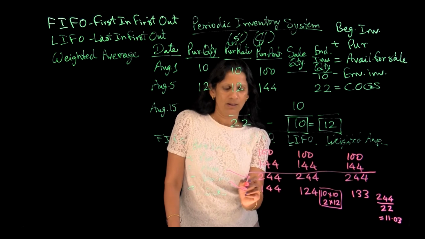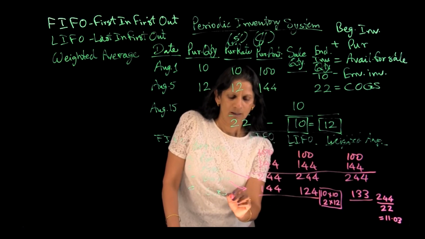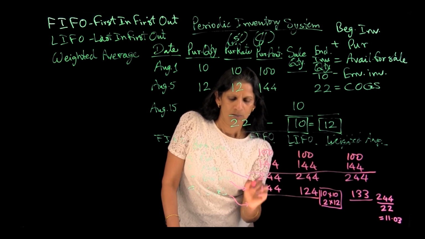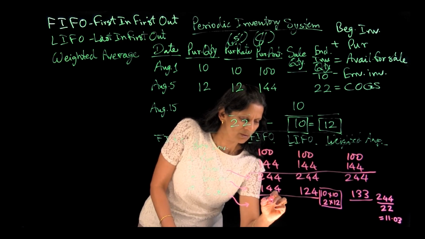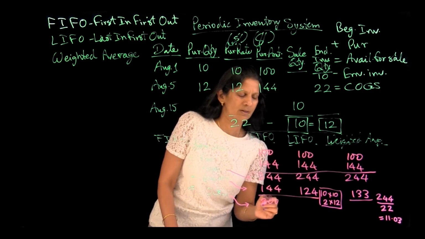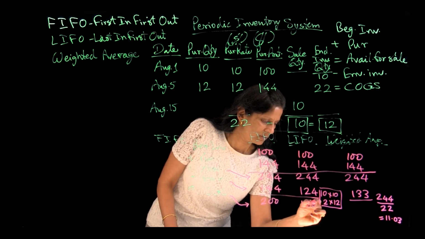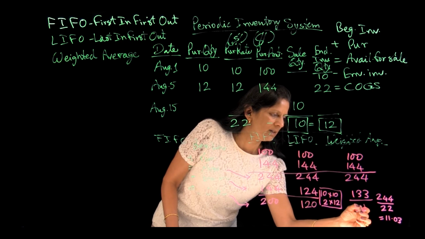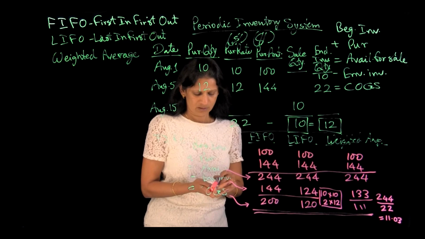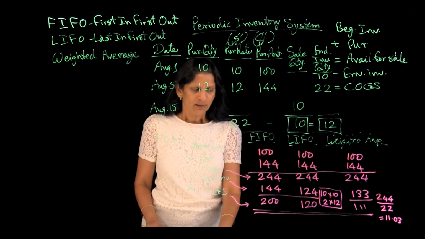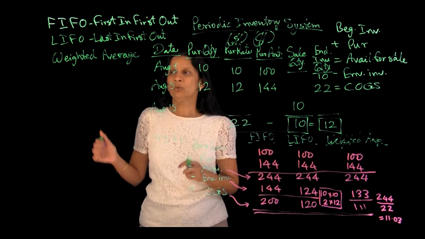So in this way my ending inventory by all three methods is different, and so obviously my cost of goods sold is also different. 200 is the worth of whatever I sold, whereas here 120 is the worth of whatever I sold, and here 111 is the worth of whatever I sold. Now what does this mean? As I mentioned in the beginning, where does this value go?